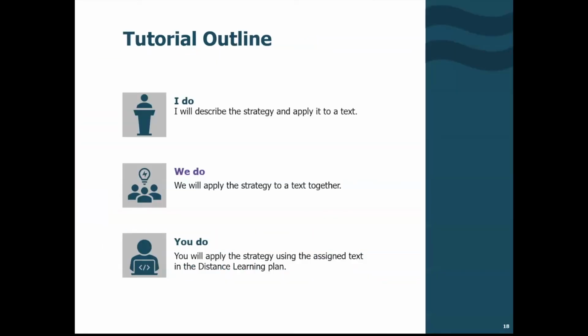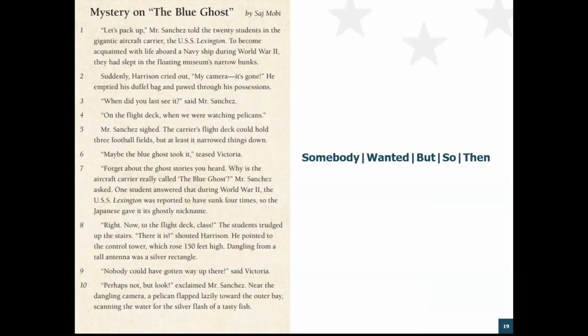Now let's apply the strategy together to a new text. The text we'll use is called Mystery on the Blue Ghost by Saj Moby. I'll read it aloud first.